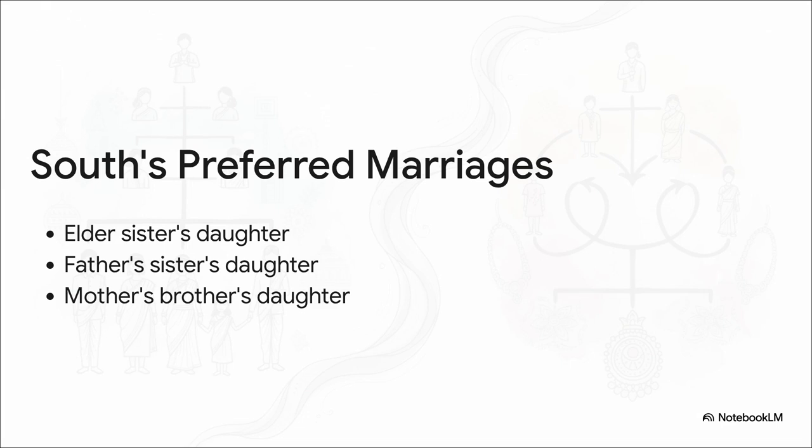And the South, of course, does the complete opposite. The rules are actually designed to encourage marriage with close relatives to make those family alliances even stronger. So it's common to marry your elder sister's daughter or your cross cousins. And a cross cousin is just the daughter of your dad's sister or your mom's brother. The whole idea is to keep weaving the same families together generation after generation, making that bond unbreakable.